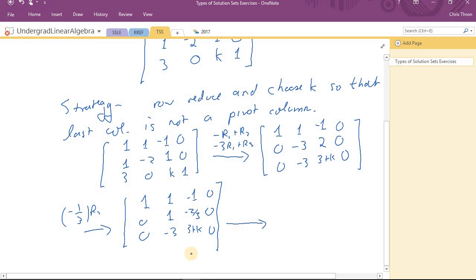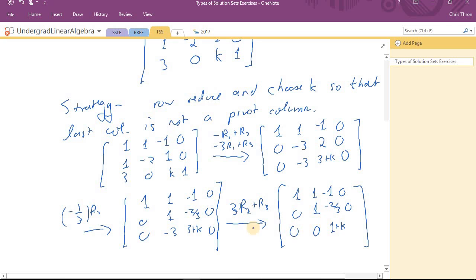All right, now, to make this a pivot column, I'm going to have to get rid of this one. So that's going to be 3R2 plus R3. And that gives me 1, 1, minus 1, 0, 0, 1, minus 2/3, 0. And then this gives me 0. 3 times R2 plus R3, 3 minus 3 is 0. 3 times this is going to give me minus 2 plus 3 gives me 1 plus k. And then the last row gives me 0.